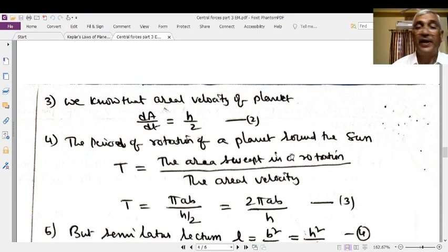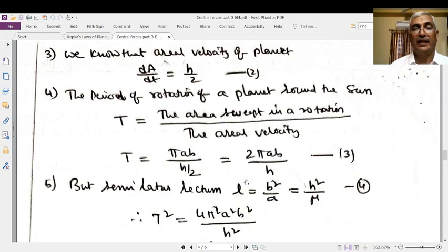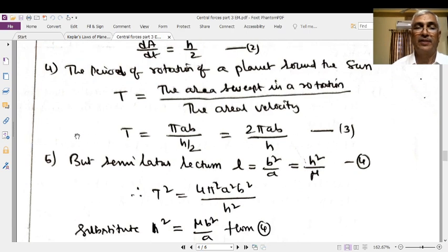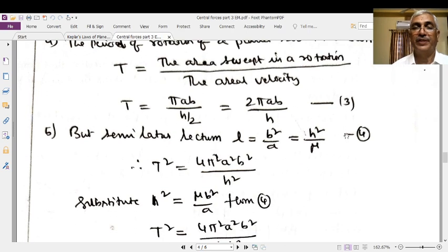Right. Period of rotation of the planet means the time taken by the planet to complete one rotation. That T is equal to the area swept in one rotation divided by the areal velocity. What is the area swept? In one rotation, it sweeps the entire ellipse. Therefore, T is equal to the area of the ellipse, pi a b, divided by the areal velocity h by 2. Therefore, this is 2 pi a b by h. Okay, right. This is a useful equation, and please remember this one.